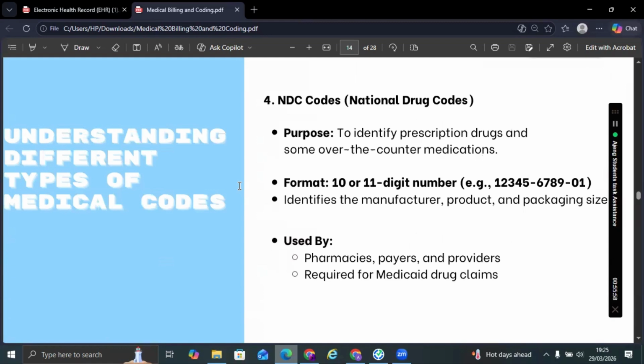And then National Drug Codes, the purpose is to identify prescription drugs and some over-the-counter medication. The format is usually a 10 or 11-digit number, for example, 12345678901. This identifies the manufacturer, product, and packaging size. This is used by pharmacies, payers, and providers. This is also required for Medicaid drug claims.